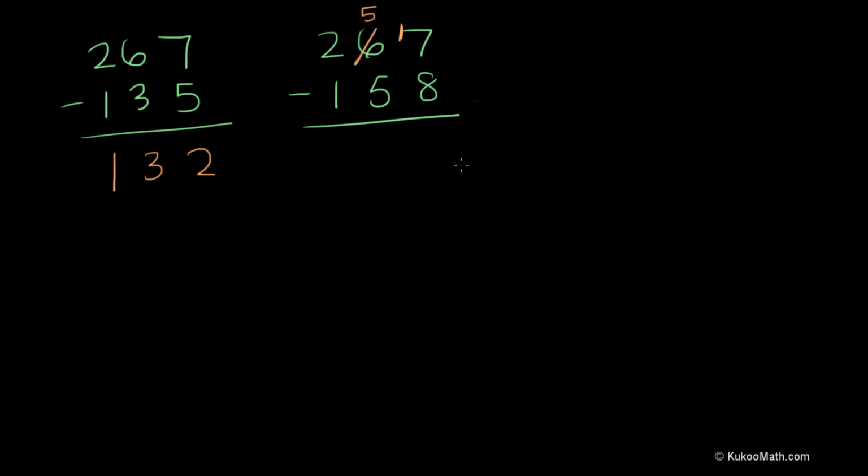17 minus 8 now is equal to 9. 5 minus 5 is equal to 0. And 2 minus 1 is equal to 1. The answer is 109.